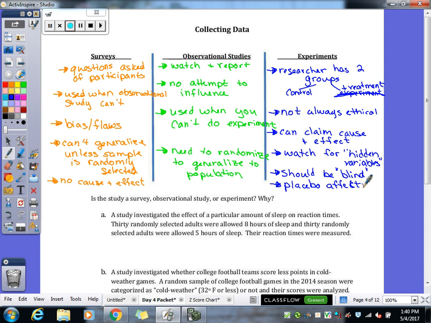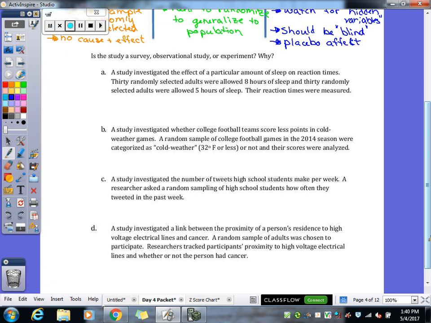So what I want you to do, read through these 4 scenarios, and I want to see if you guys can figure out whether it's a survey, an observational study, or an experiment, and then tell me why. You just got to look at the criteria up above to figure out which one it is. All right, let's take a look at this. So A. That one was an experiment. You actually assigned treatments to subjects, so that makes it an experiment.